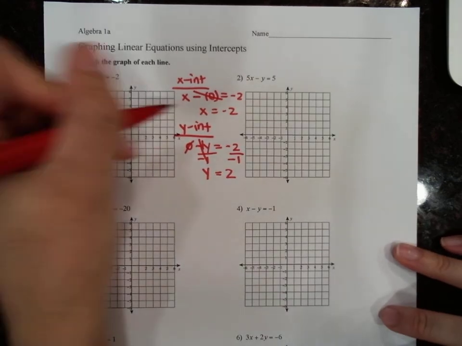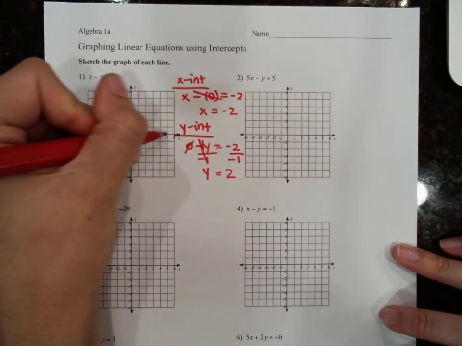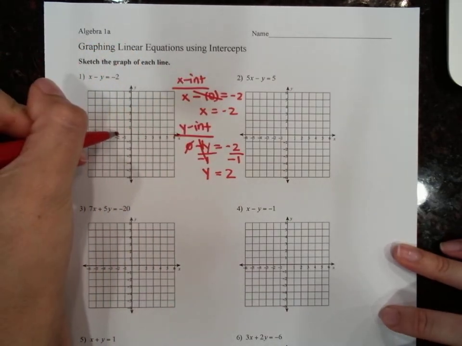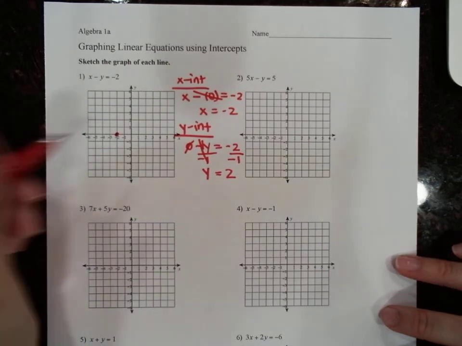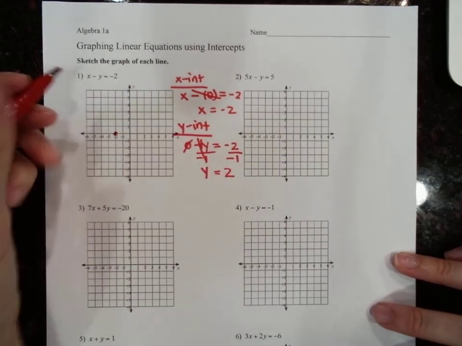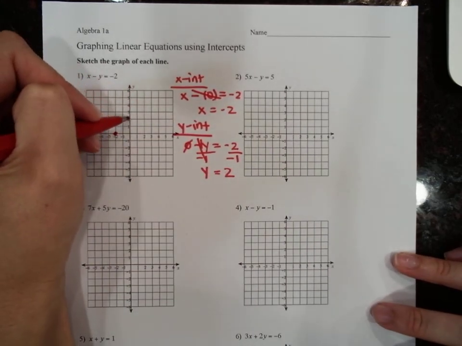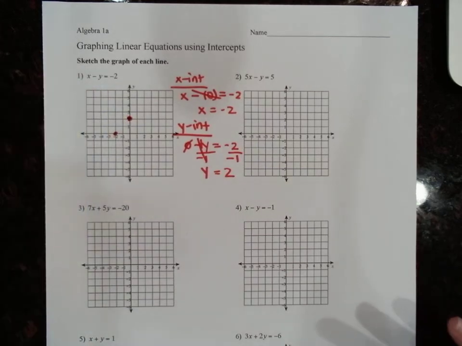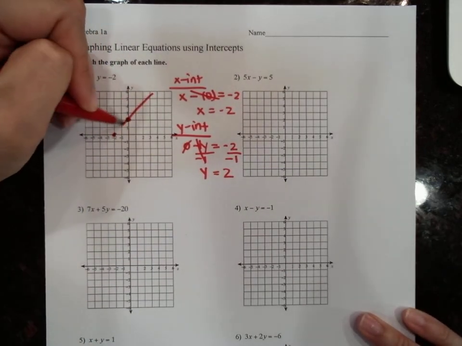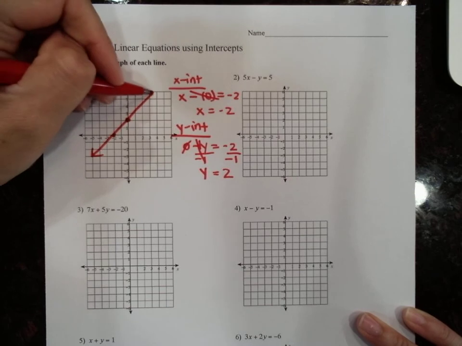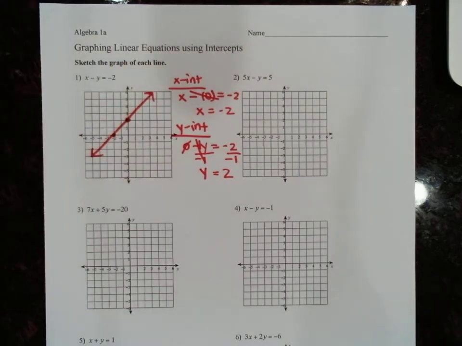And so the x-intercept is at -2. So go to the x-axis to -2. And then the y-intercept was +2. So go to the y-axis, plot our point at +2. And we have the graph of our line. Okay, please show your work and go ahead and complete your assignment.